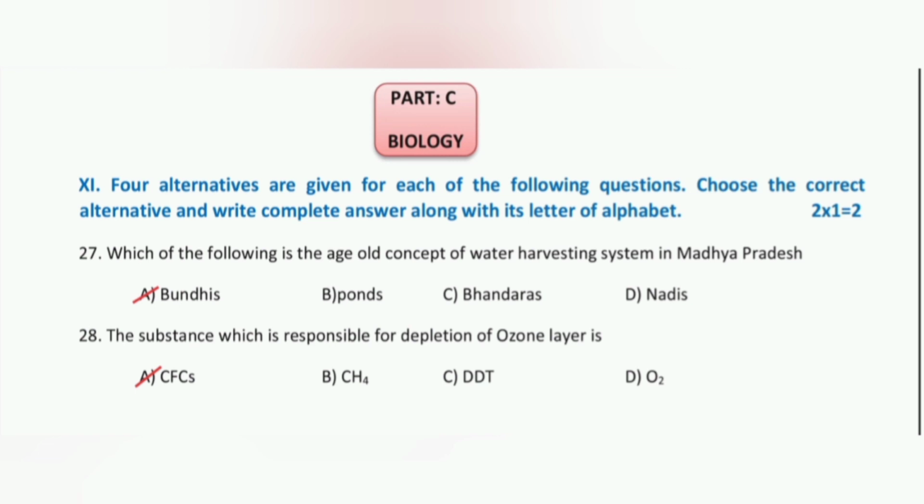Next question. The substance which is responsible for depletion of ozone layer is. The correct answer is option A, CFC. Chlorofluorocarbons are responsible for depletion of the ozone layer. Air conditioners and refrigerators release CFCs, which cause depletion of the ozone layer. Ozone is nothing but 3 molecules of oxygen.